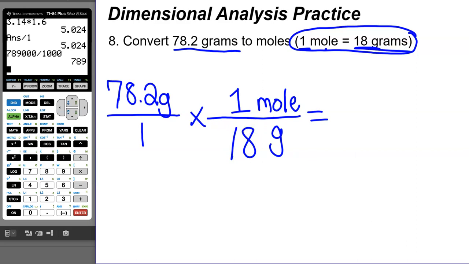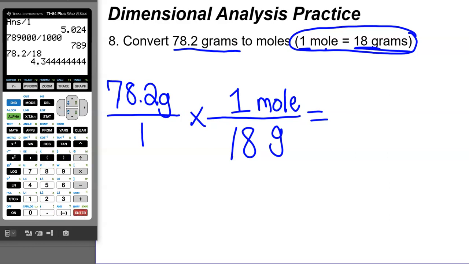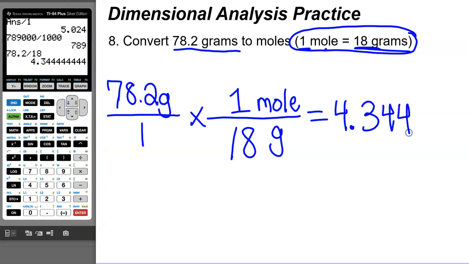Now that we have all this set up, we need to use our calculator. So 78.2 times 1 is still going to be the same thing, divided by 18. And that gives us 4.34444, a bunch of 4s. So we'll just put 4.344, and we'll stop there.